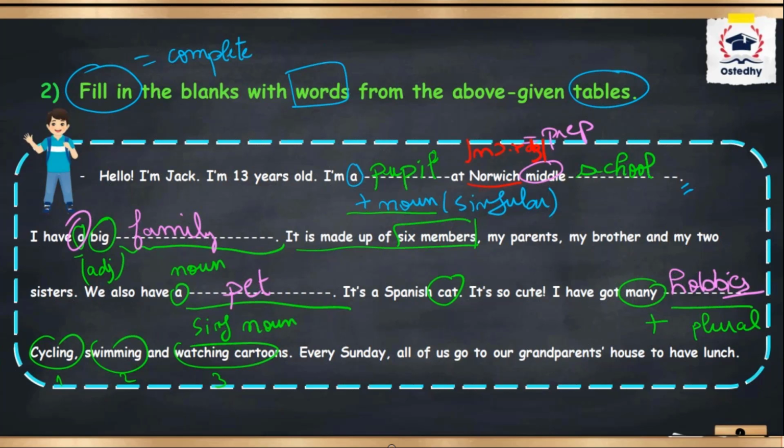Every Sunday, all of us go to our grandparents' house to have lunch. Good. So that is very clear. So this is a paragraph about somebody who is talking about himself, introducing himself, talking about his family, his hobbies, and what he does every Sunday. Okay? Do you have any question about exercise 1 and 2 so that they are totally connected? Do you have any question which is not clear?